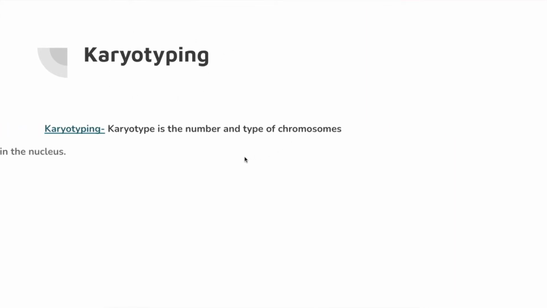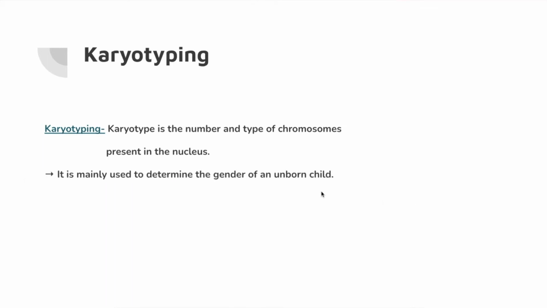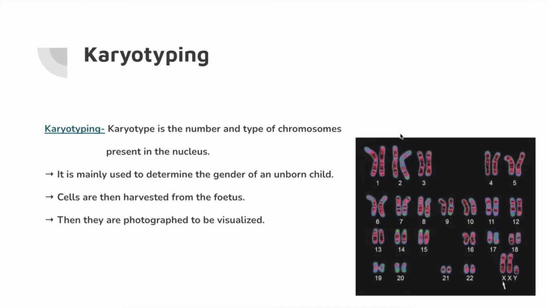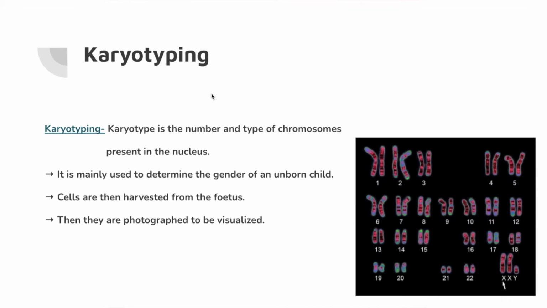To start with, let's talk about karyotyping. Basically, a karyotype is the number and type of chromosomes present in the nucleus. It is a complete set of chromosomes of a species, and it is mainly used to determine the gender of an unborn baby. Cells are harvested from the fetus and then photographed to be visualized. So the photograph that you get as a result is the whole process of karyotyping.